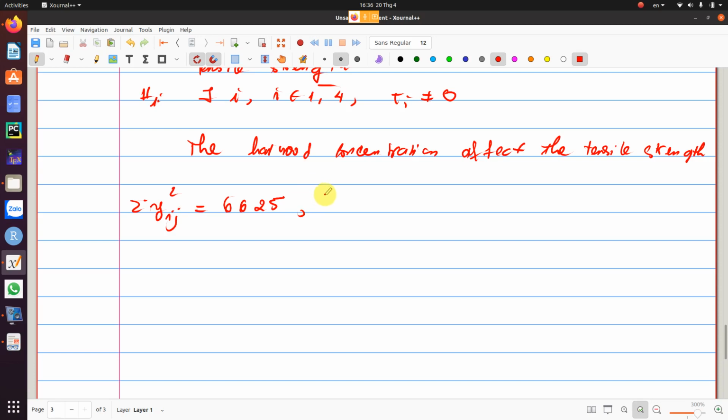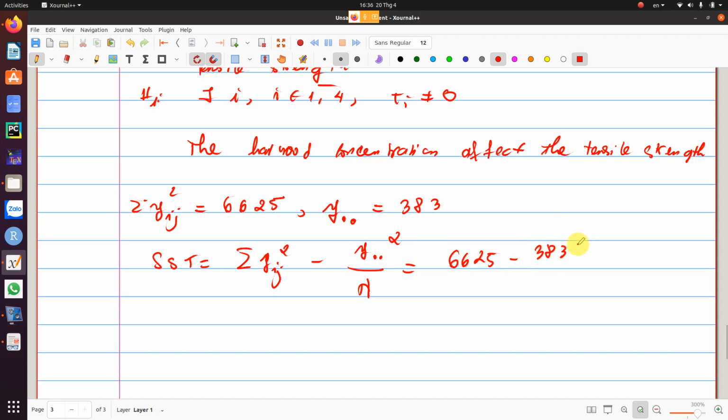So in this case, we already have the total sum equal to 383. So we have SST, very easy. It's just the sum of Yij squared minus the total sum squared over the total number of observations. So here we have 625 minus 383 squared over 24, and tell me the value.